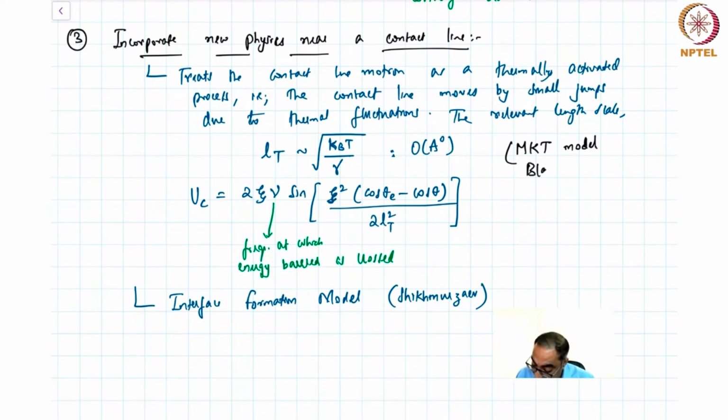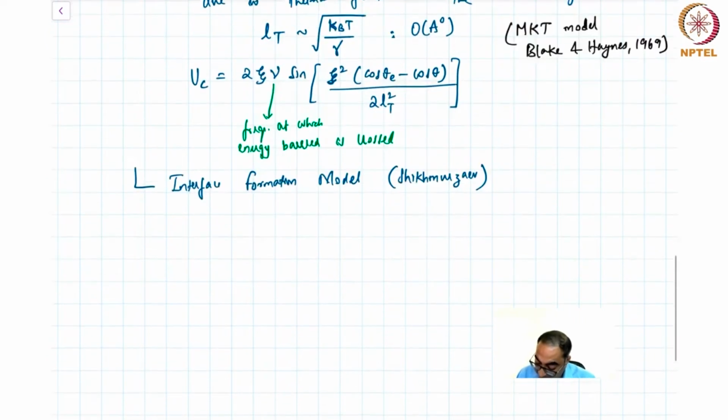This was by Blake and Haynes in 1969. And this is by Shikhmurzaev, and this is over several papers. If I recall correctly, 1997 is one of the important papers, but then there are several other papers, 93, 97, and then there is a book on the interface formation model.